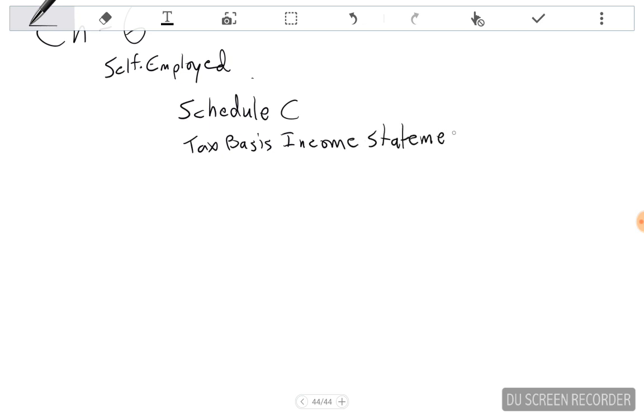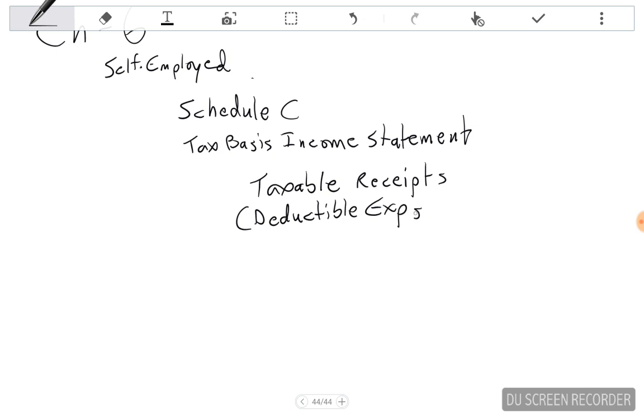So on the Schedule C, they're going to show your taxable receipts minus your business expenses. And this again is just stuff that has to do with the business, like your business income. So it wouldn't include interest or anything like that. And then any deductible expenses. And so the net of those two things is going to give you a profit, or it's going to give you a loss. And that's it. That's all there is to it.